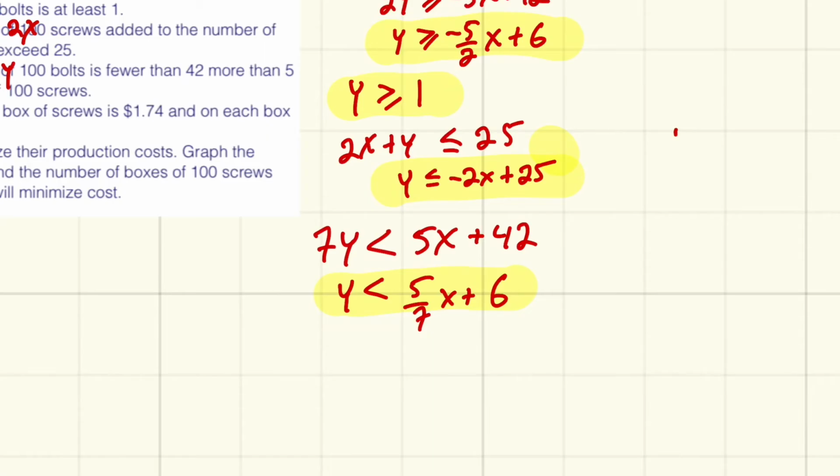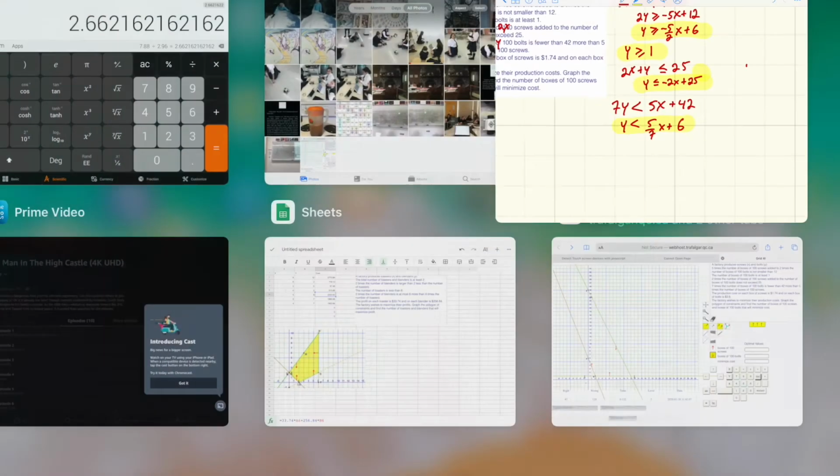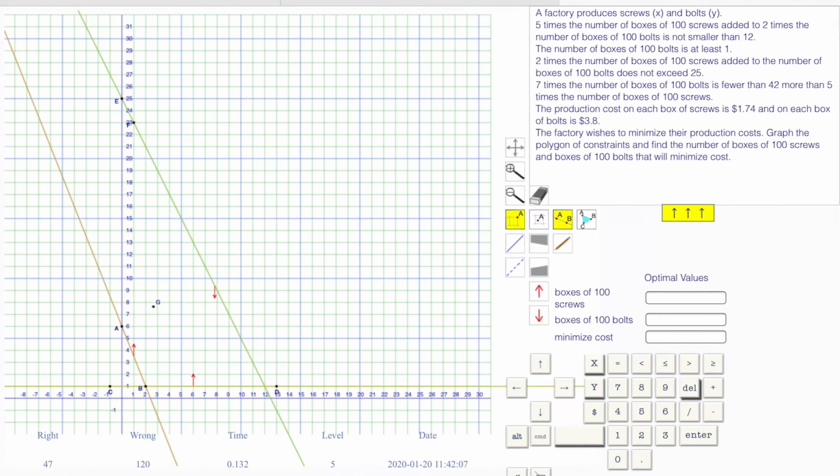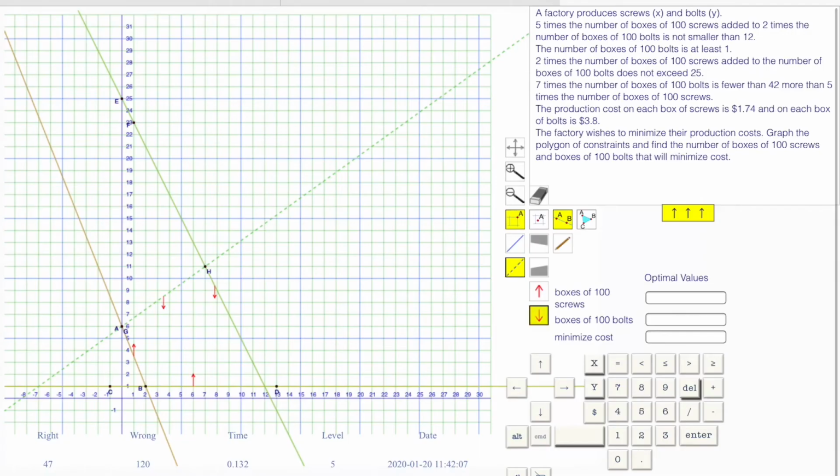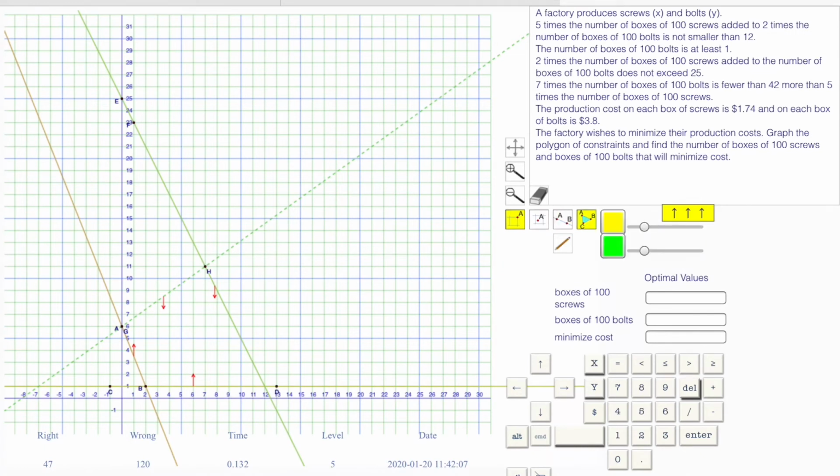The last equation, y is less than 5/7 x plus 6. The b value is 6, and the slope is 5/7. So here's my 6, and 5/7. I'm going to move up 5 from there. Up 1, 2, 3, 4, 5. This is a dotted line because it's less than. It's not equal to, so it's a dotted line, and less than, we're shading below. Well, here's our polygon of constraints.